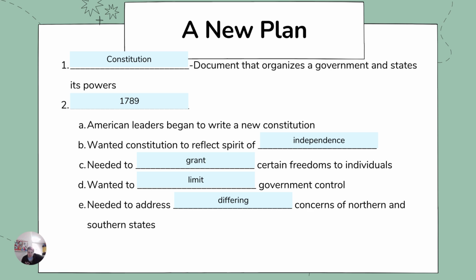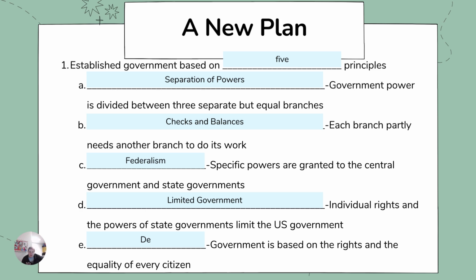its powers. Having just fought for and won independence from Britain, Americans wanted their constitution to reflect that spirit of independence. The document needed to grant certain freedoms to individuals and also limit government control. Different concerns of northern and southern states also had to be addressed. So the Constitution of the United States was approved in 1789, and it became a model for other countries.